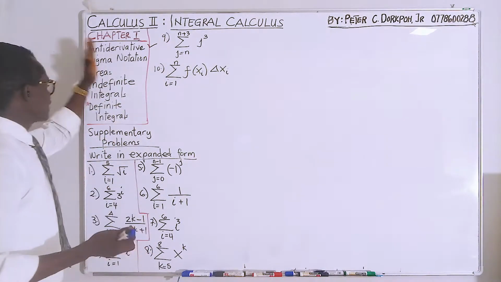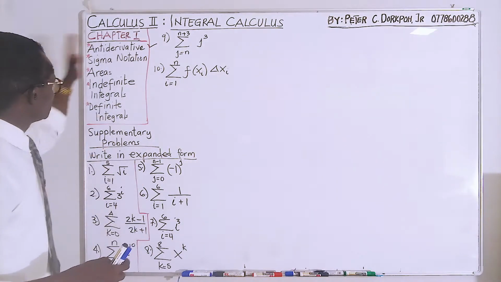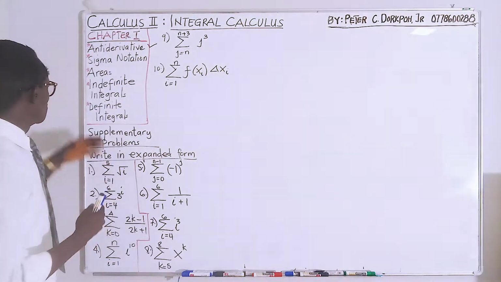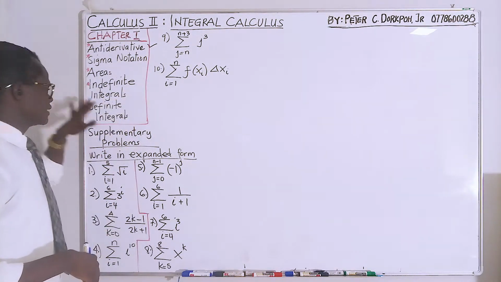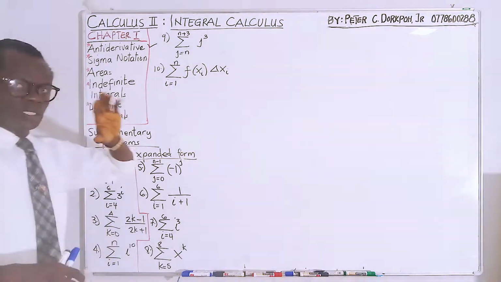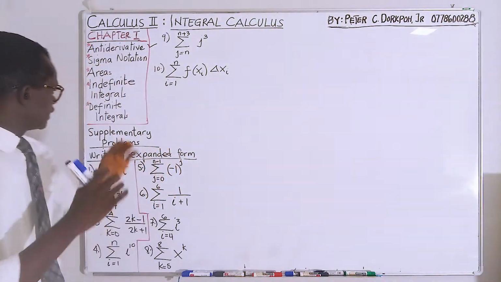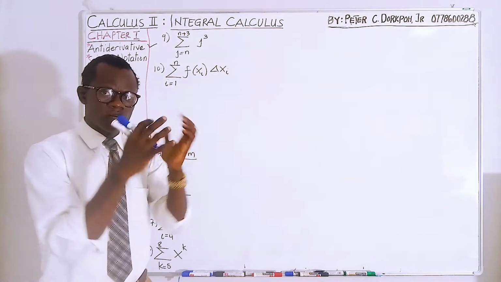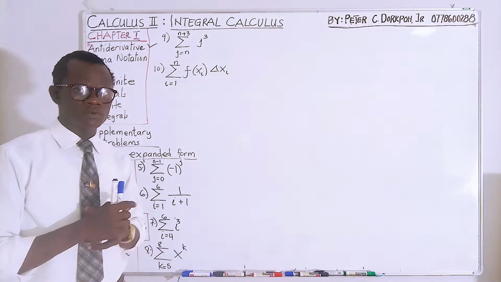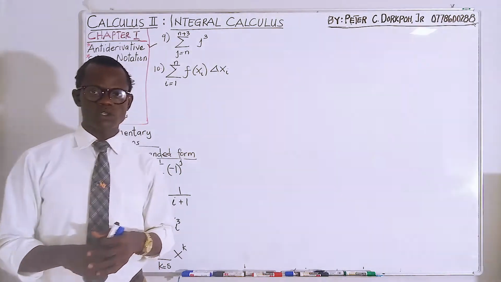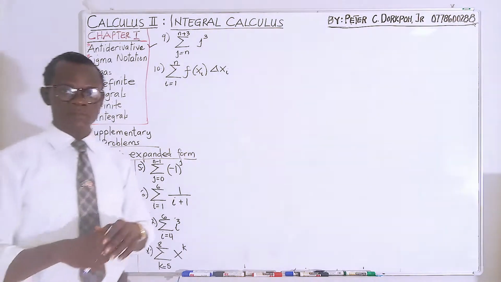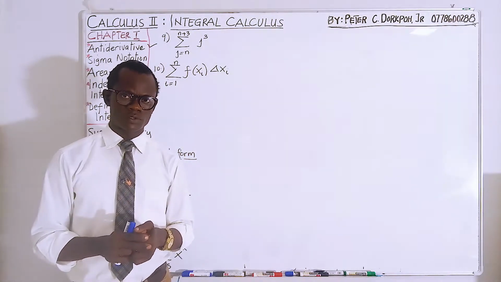So we're still on chapter 1, and chapter 1 involves antiderivatives, sigma notation, areas, finding areas under the curve, indefinite integrals, and the definite integrals. For the indefinite integral, we're going to do just the elementary portion of it. The definite integral, also going to do the elementary portion of it, just to show you the difference between the definite and the indefinite integral. Then when we dive into chapter 2, which is methods of integration, you're going to see how we will actually be applying the definite and the indefinite integrals.